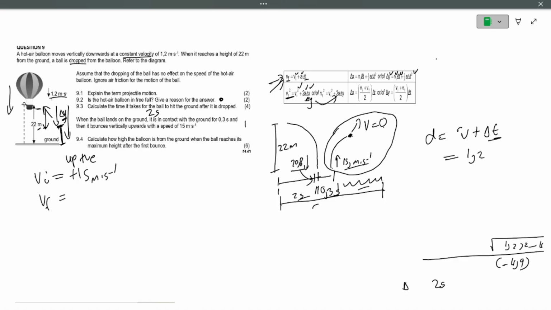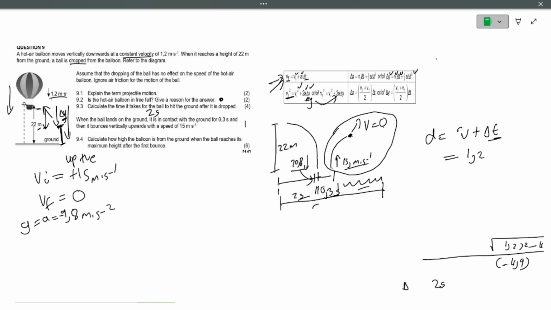And then what's the final velocity when it reaches the maximum height? At the maximum height, the velocity is always 0. And then what else do we know? We always know 9.8, which is our gravitational acceleration. Because it's always downwards, it's going to be negative 9.8 meters per second squared.